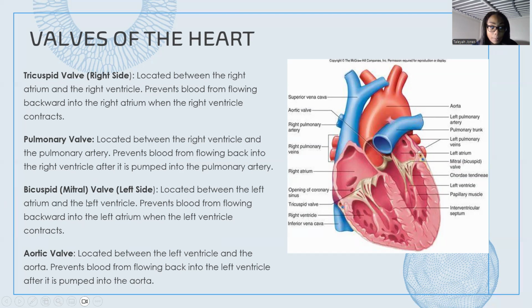Then we have the bicuspid or the mitral valve, which is on the left side, right here. It's located between the left atrium and the left ventricle, and again prevents blood from flowing backwards into the left atrium when the left ventricle contracts. And then lastly, we have the aortic valve, right here, located between the left ventricle and the aorta. It prevents blood from flowing back into the left ventricle after it's pumped into the aorta. So it's a valve that allows the blood to keep flowing up into the aorta.